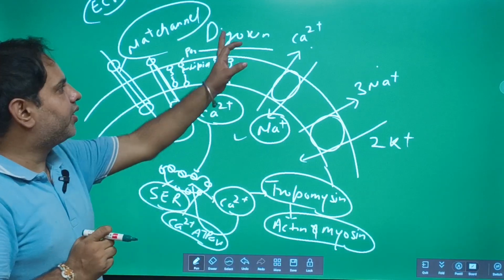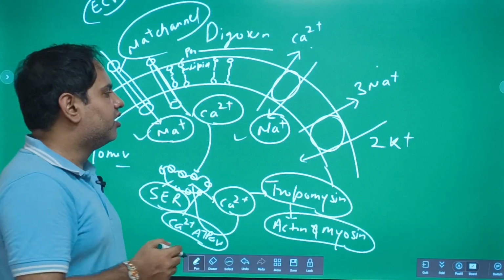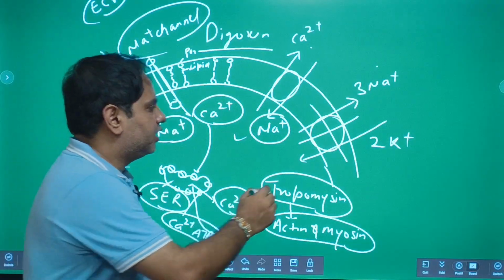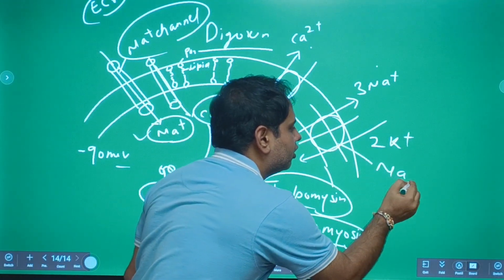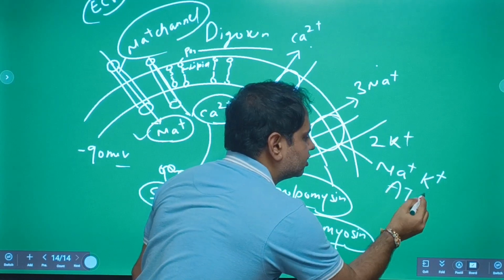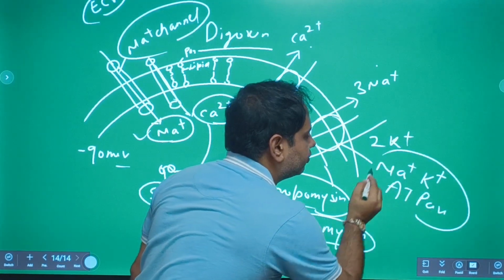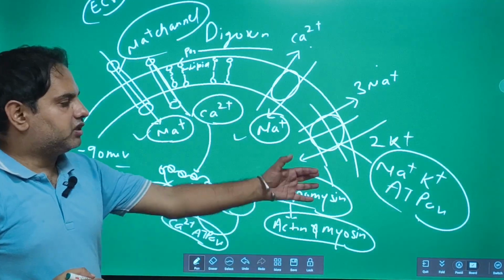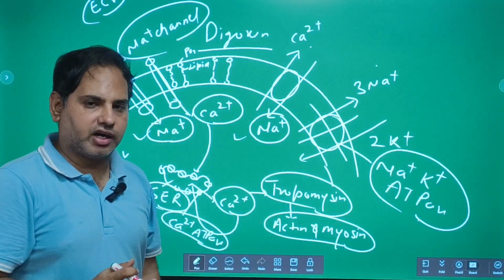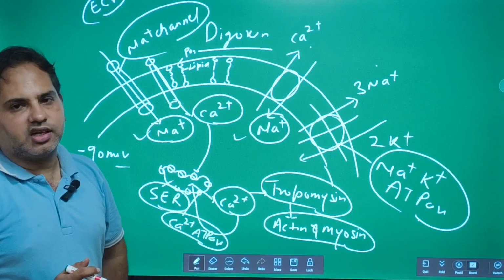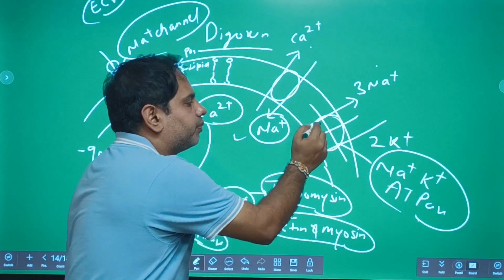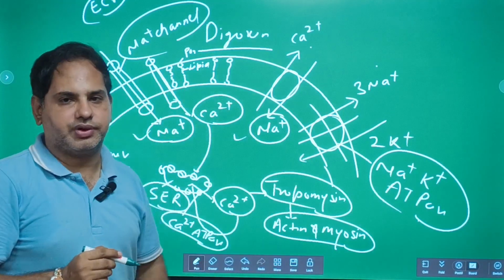Now when we talk about digoxin, digoxin is a drug which is going to block this pump. This pump's name is sodium potassium ATPase, because this pump needs energy for the movement. ATPase does the breakdown of ATP to ADP, and that energy is utilized for movement. So digoxin is a medicine which is going to inhibit this particular sodium potassium ATPase.